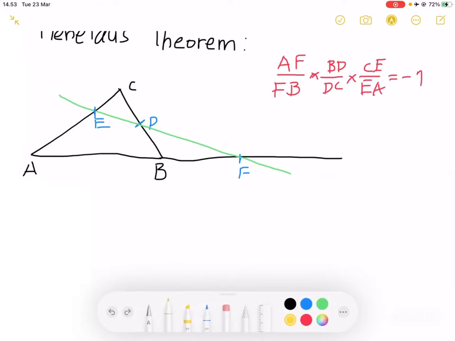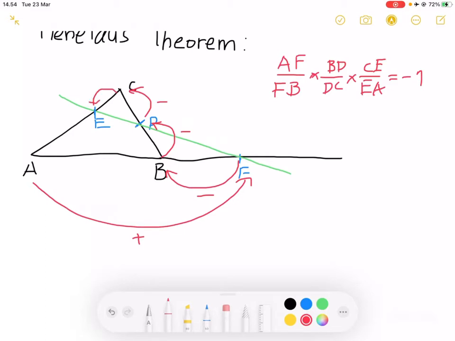This is how I would remember this. You go AF, so you go from A to F, you travel to the right direction. That will be positive. Over FB, so you go to the left here, that will be negative. Times BD, you go up here, but notice you go slightly to the left a bit, so this will be negative. Over DC, again, same thing, negative. Times CE, also negative since you go to the left a bit, times EA, which is also negative. So as you can see, you have this loop right here, which is very nice.